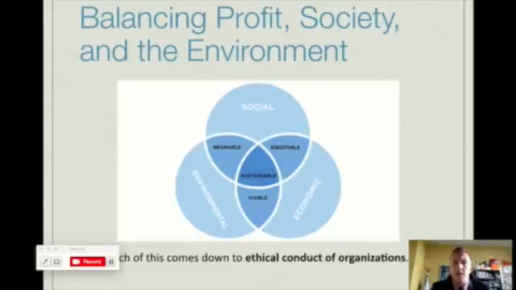And when we think about that, we can look to companies that balance profit, society, and the environment. And really it comes down to ethical conduct in that organization. Are they willing to give up some profit to be able to do something nice for society or nice for the environment? And likewise, while doing those nice things, can they still actually be sustainable and make a profit? And that's really what's important to analyze when we're looking at businesses.